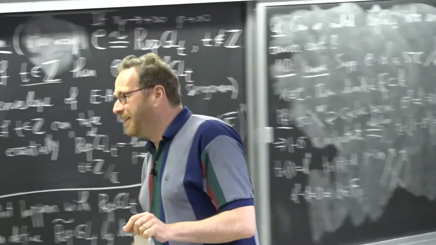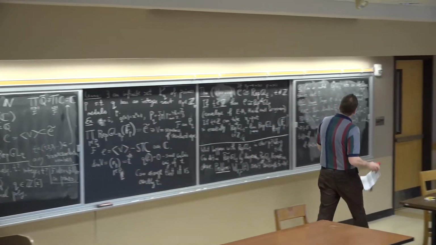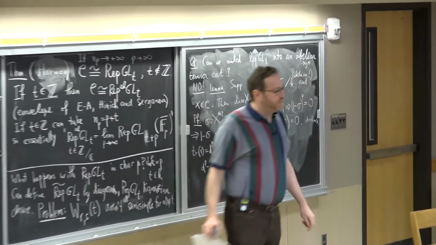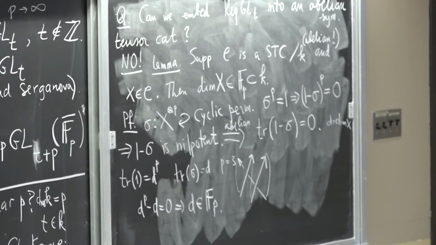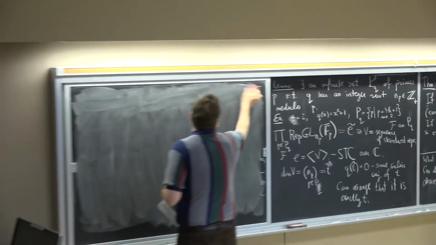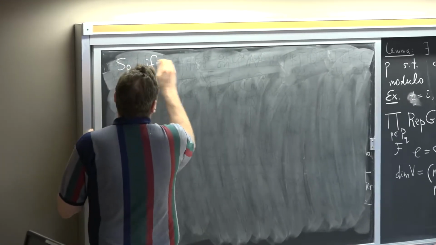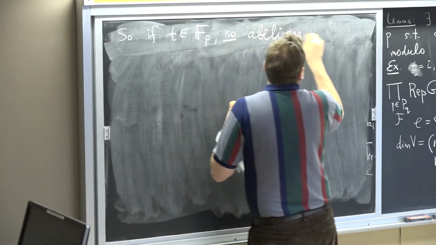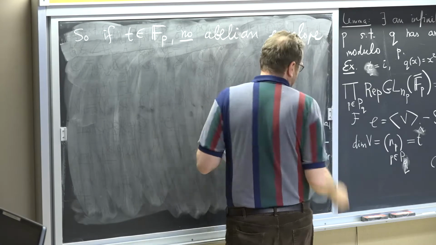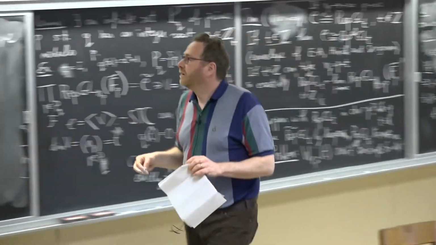So what does it mean? It means that we cannot have a lift when t is even in a quadratic extension of F_p, in F_{p^2}. But what if t is in F_p? Does there exist a lift? Does there exist an abelian envelope? So if t does not belong to F_p, there is no abelian envelope, where by abelian envelope I mean an envelope that preserves all the structures.